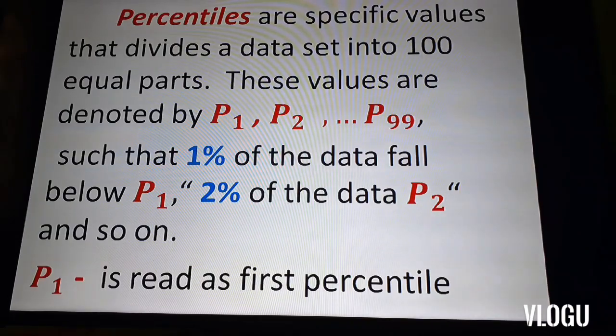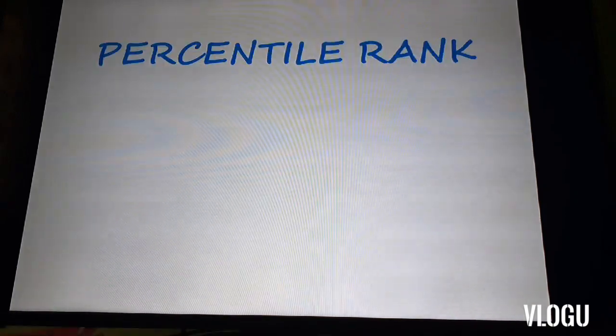So tulad ng nasabi ko kanina, ang percentile must be divided into 100 equal parts. If we have P sub 1, ang ibig sabihin nun, that is the first percentile. If we have P sub 2, ang ibig sabihin nun, the second percentile. For example, kung P sub 50, ibig sabihin nun, the 50th percentile, yung nasa pang 50 na ranking sa pamamagitan ng percent.